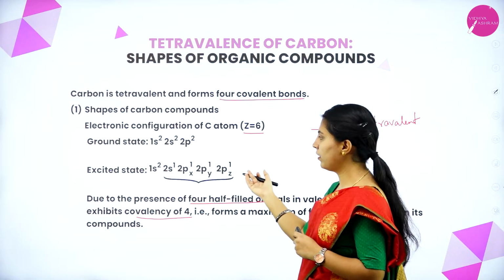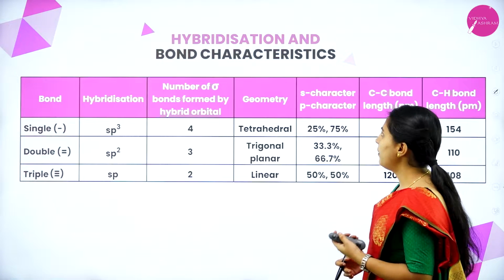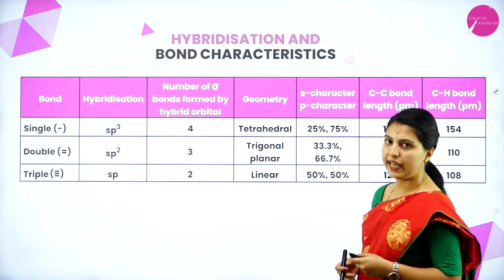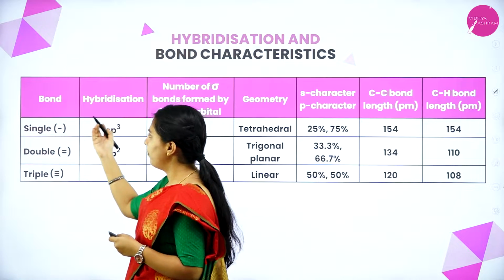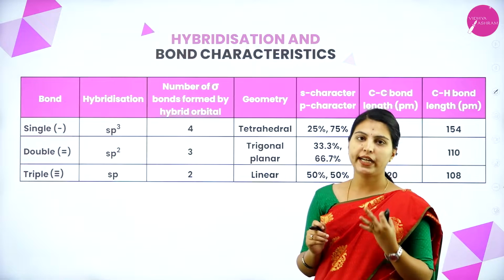How does it become tetravalent? By this electronic configuration. Next, hybridization and bond characters. What is that? First, we'll understand the varieties of bond: single bond, double bond and triple bond.